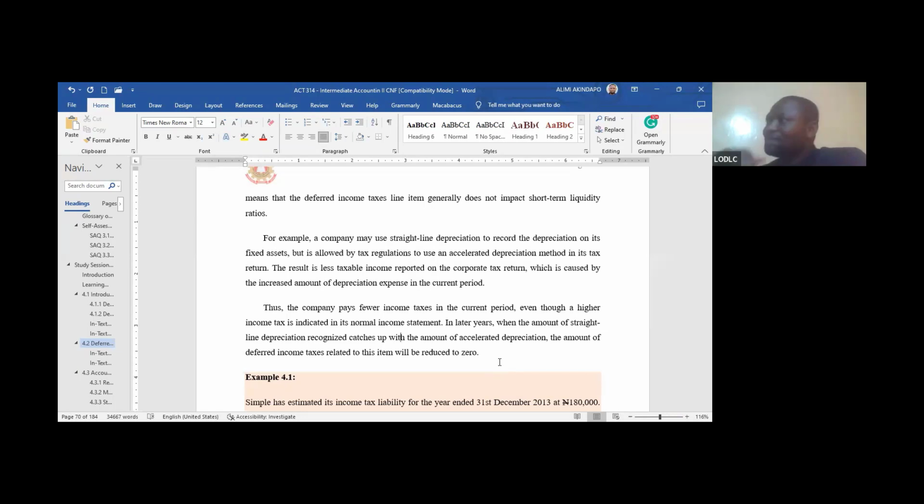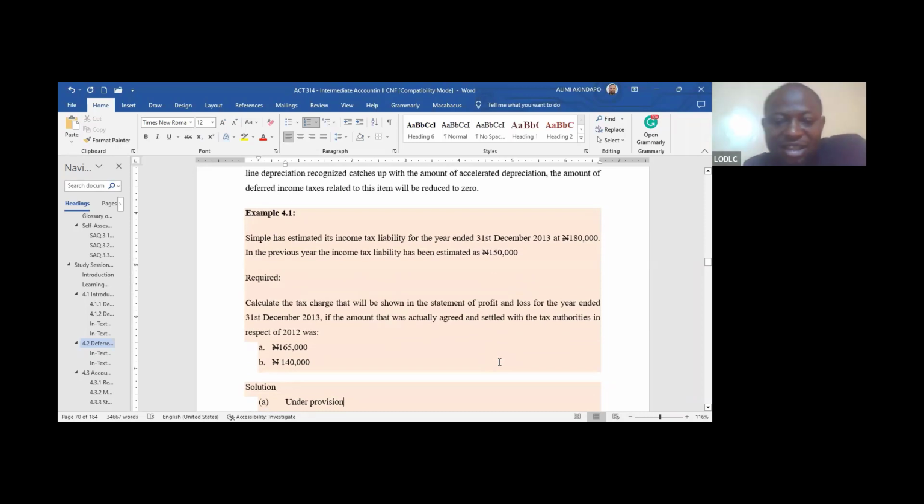What they are trying to tell us here is that deferred tax liability should be regarded as long-term liability or non-current liability in the statement of financial position. Anytime you want to get your current tax, or what is referred to as income tax, whatever the method we are using to calculate our depreciation, for instance, they are making use of a straight-line method here to record depreciation on the fixed asset. But in the tax regulation, to use an accelerated depreciation method in returns. So let us look at this example.